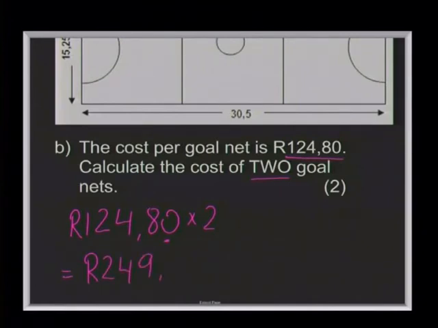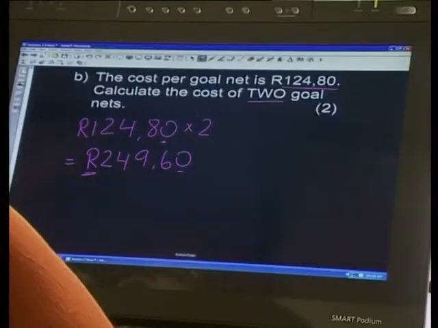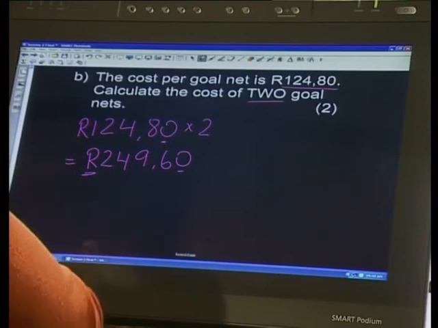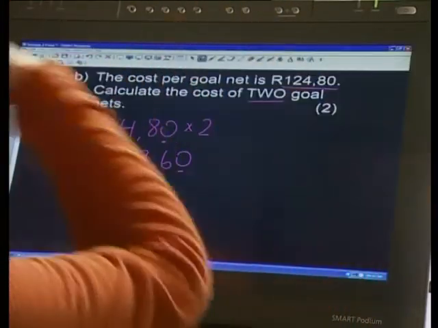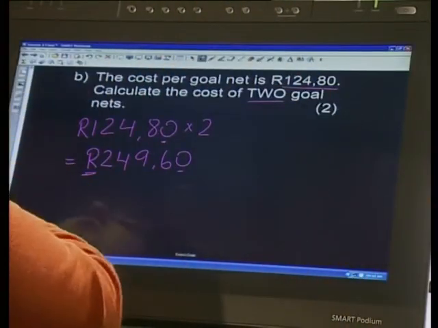249 Rand 60. Don't forget that it is 60, it is not ,6. And you must have your units. So it's not 249,6 Smarties or anything else. It is 249 Rand and 60 cents. Let's move on to the next part of the question.